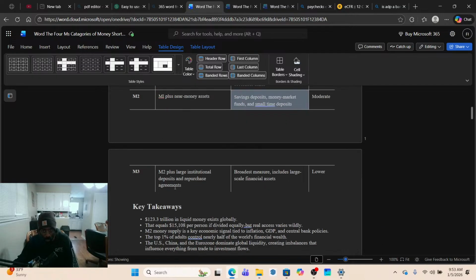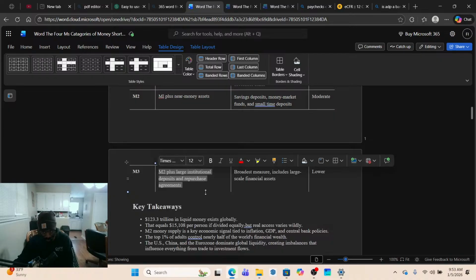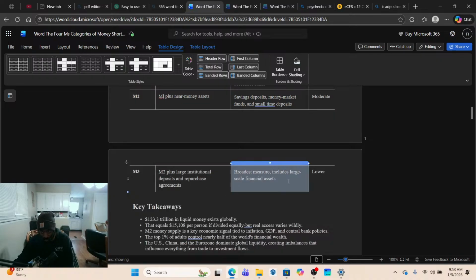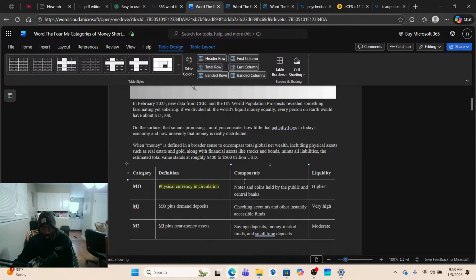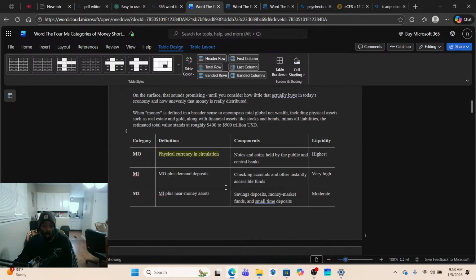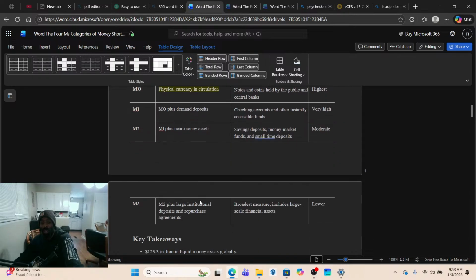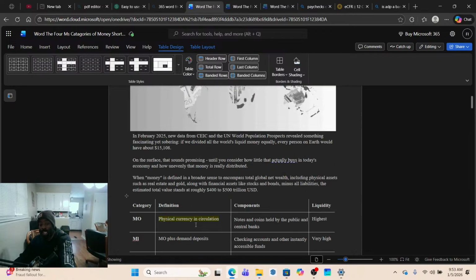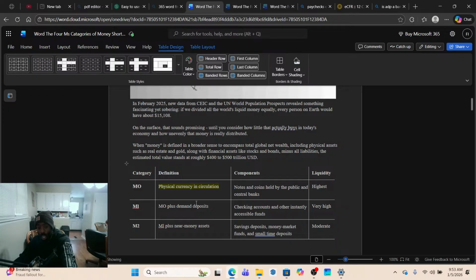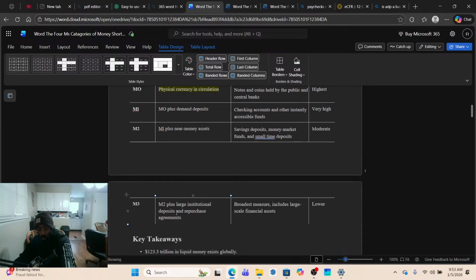And then number 3, large institutional deposits and repurchase agreements. A broad measure of large-scale financial assets. I only highlighted one out of all of these. The most important point of today's lesson is M0, physical currency in circulation, because everything under it comes from M0. M0 trickles down to M1, M1 to M2, M2 to M3.